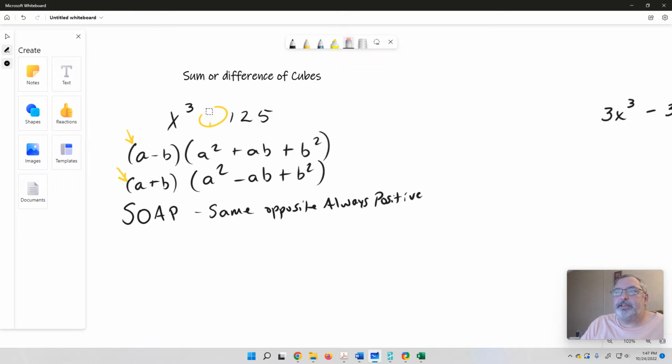Let's get rid of this. We'll rewrite that as a subtraction, because we're going to do subtraction on this one. And just remember, that's how you figure out the patterns. So now how do you find A and B? Well, A and B are real simple. This is A cubed and this is B cubed. We're going to find the cube root of those things.